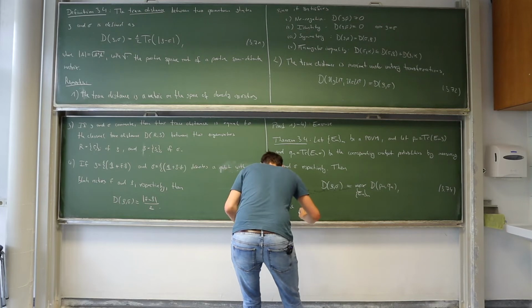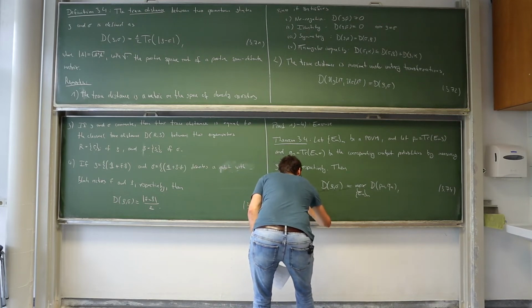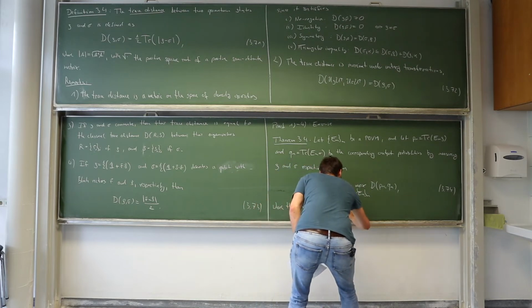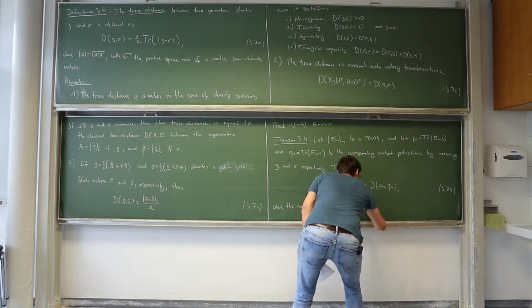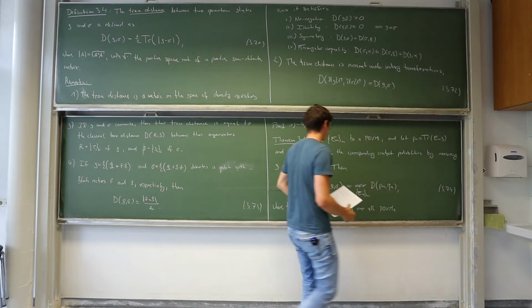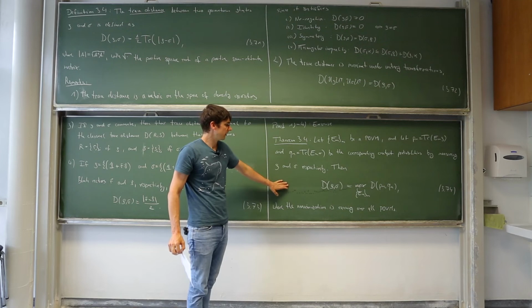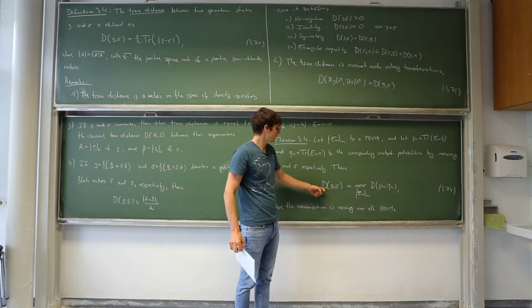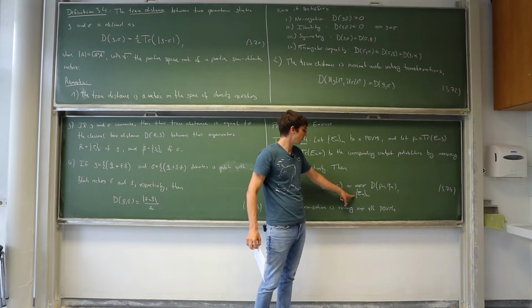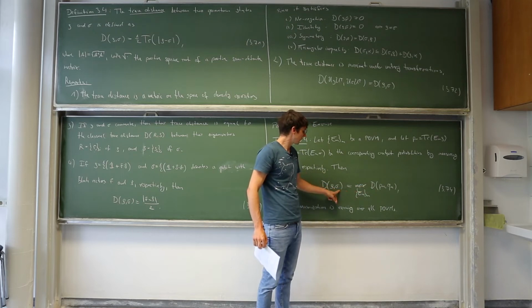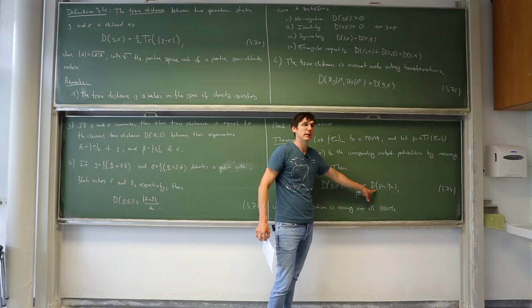There, the maximization is running over all POVMs. Okay, so this is a very important statement that now connects the classical and the quantum trace distance. So we see that the quantum trace distance is given by a maximization over all POVMs of this classical trace distance, meaning that it is an upper bound of the classical trace distances.